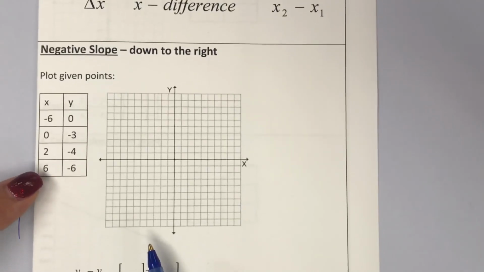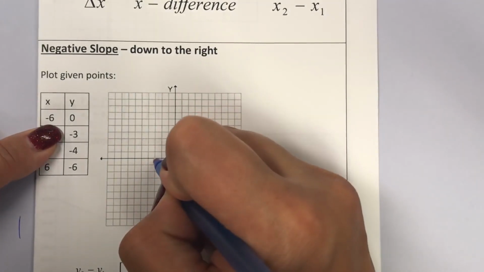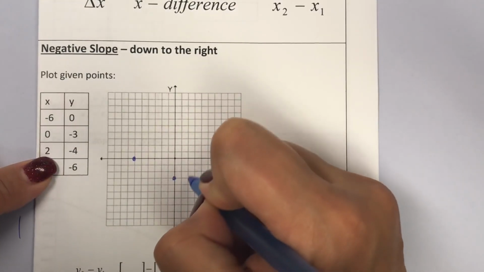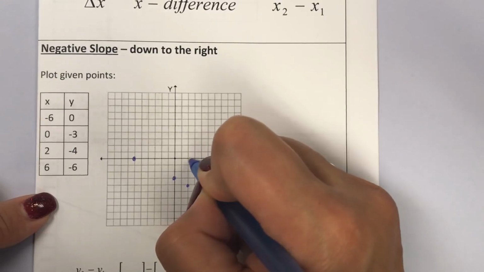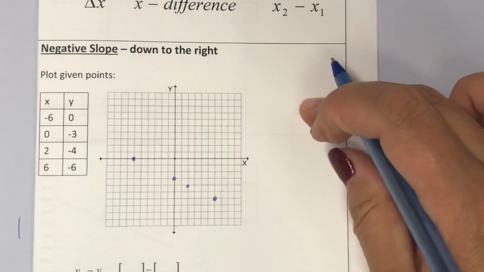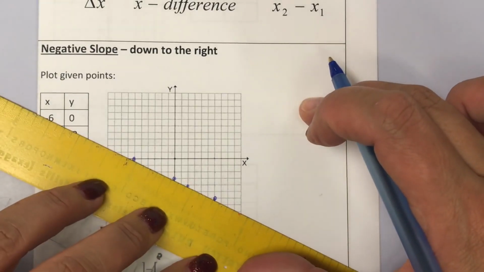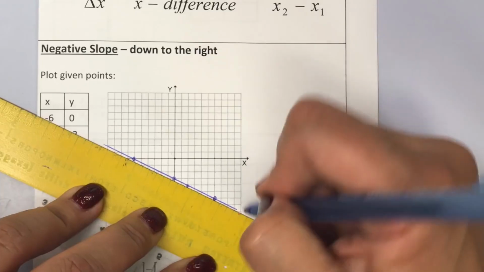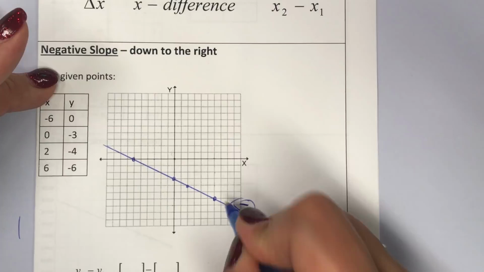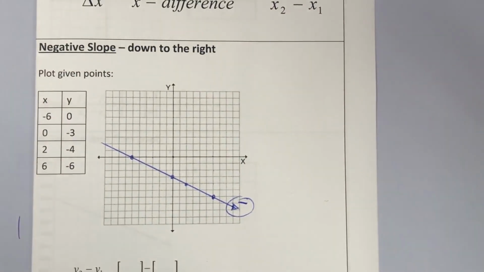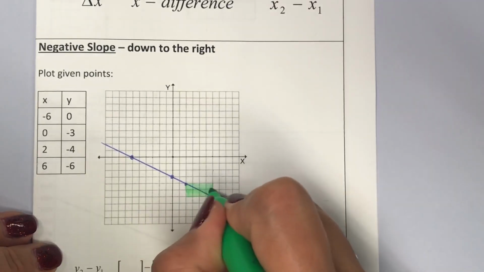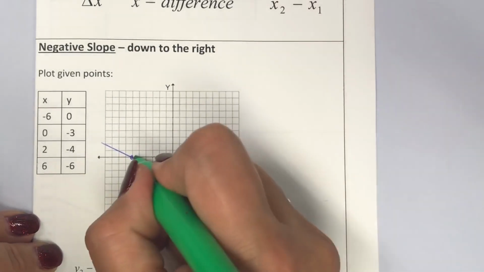To see the negative slope, we plot the points (-6, 0), (0, -3), (2, -4), and (6, -6). Plotting the points results in a downward direction, or steepness leaning down to the right, which is the sign of the slope. The ratio between the points is vertical to horizontal, so between any two points the ratio has to be the same.